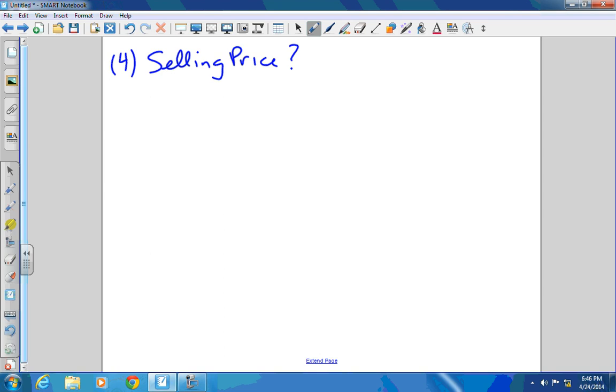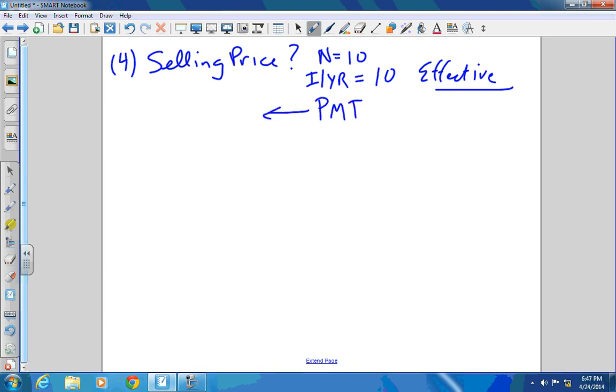So N equals 10. Remember, on our financial calculator, the interest rate per year is the effective interest rate. Remember, that's also 10. That's our effective rate. And then we have the payment. Remember, that's the interest payment. This is another of those unknowns. And remember, that's the stated rate times the face value. So 9% times $2 million.